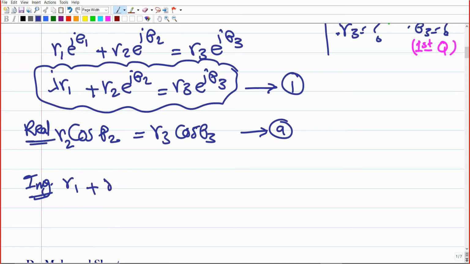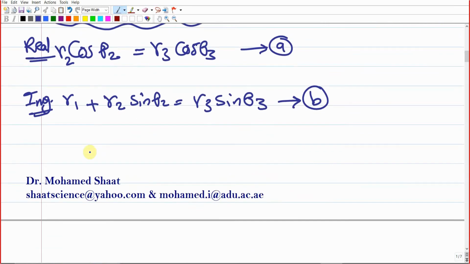From the imaginary term, this term is imaginary, so this is gonna give us R1 plus the imaginary of this term, it should take the sine of theta 2. The imaginary of this term, it should take the sine of theta 3, and this is gonna give us the second equation, equation B. Then as usual, based on case 1, if you divide equation B over equation A, this is gonna give us this right hand term, but you have to isolate this unknown vector in one side.